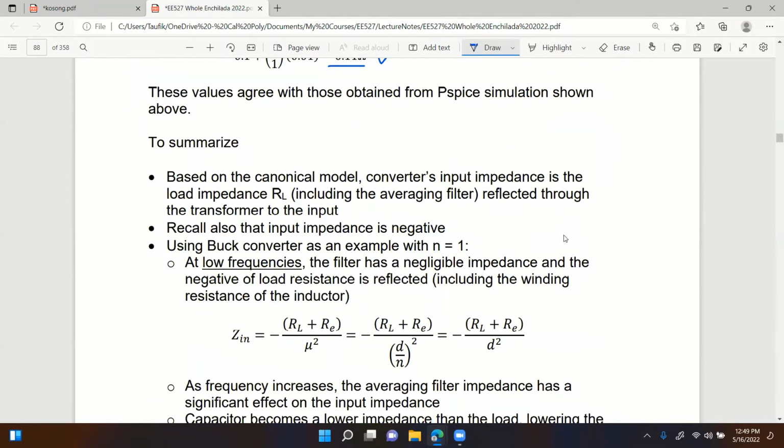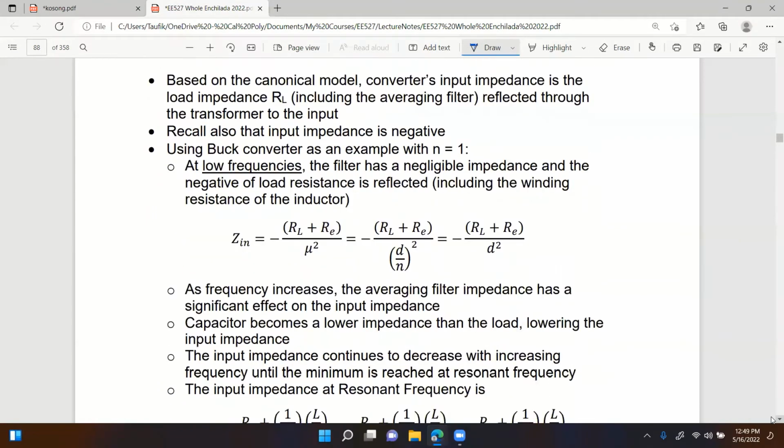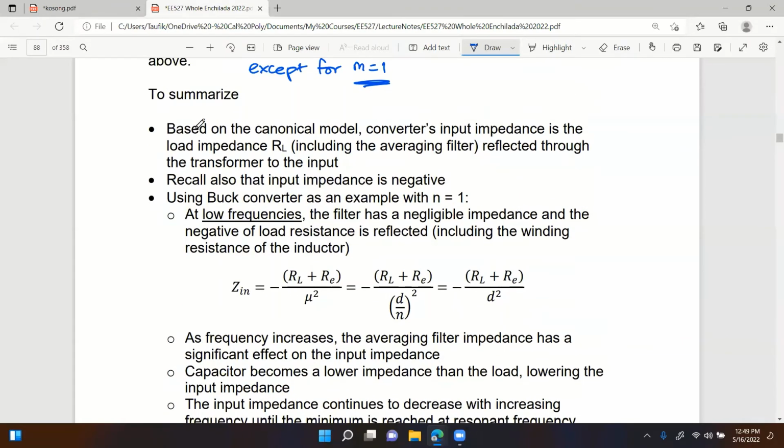All right, so those values agree except for M equals 1. Again, I'm still not sure why. All right, and then what is this next? To summarize, based on the canonical model, the converter's input impedance is the load impedance RL reflected through the transformer to the input. Recall also that the input impedance is negative, right?